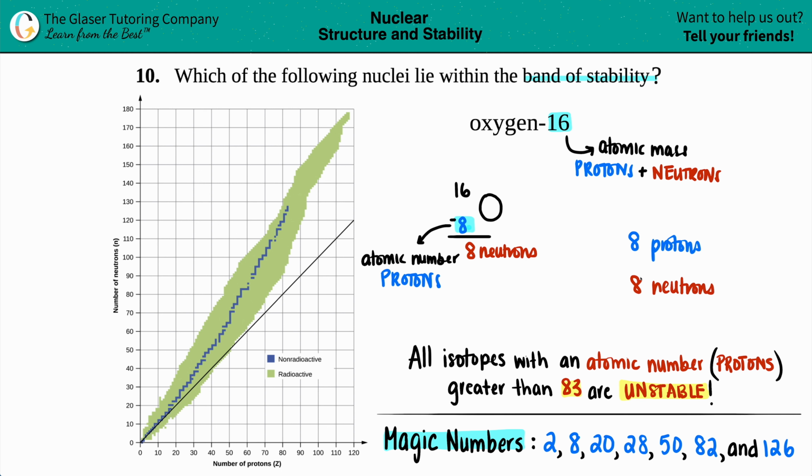Now, we might be able to do this question without looking at the band of stability. You should know your magic numbers. And 9 times out of 10, if you can find out a magic number as your protons and neutrons, then that isotope is going to be stable. And if you have double magic, that's a really, really, really stable isotope. And look, I see an 8.